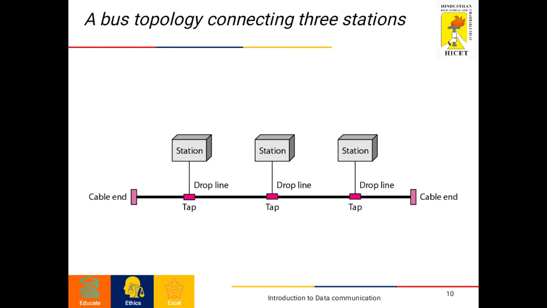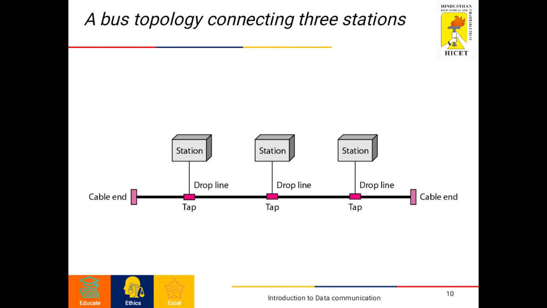As a signal travels along the backbone, some of its energy is transformed into heat, so it becomes weaker and weaker as it travels further and further. For this reason, there is a limit on the number of taps a bus can support and on the distance between those taps. The advantages of bus topology include ease of installation.